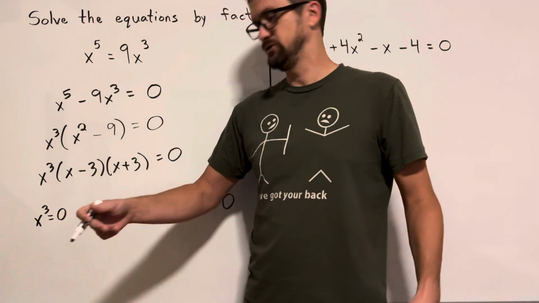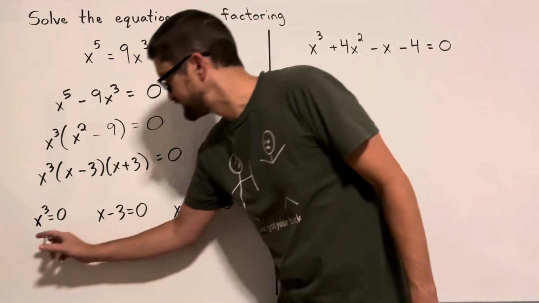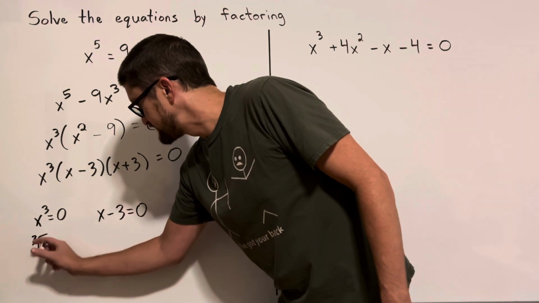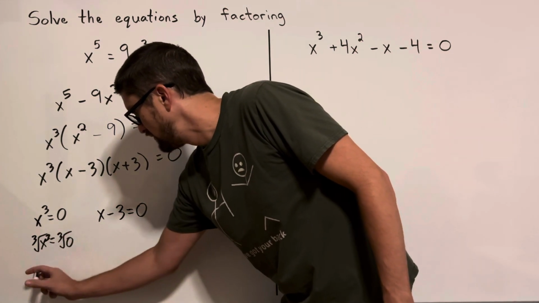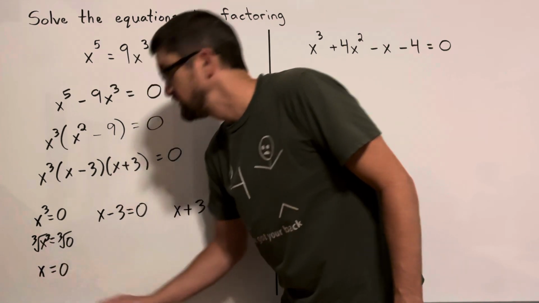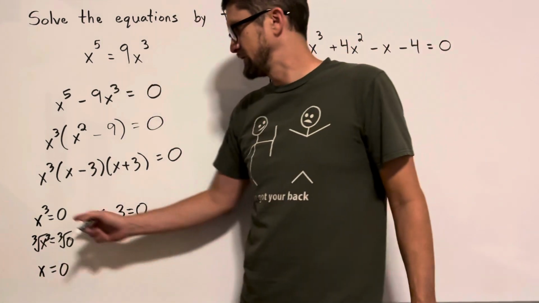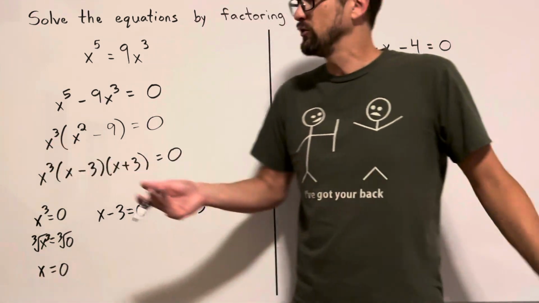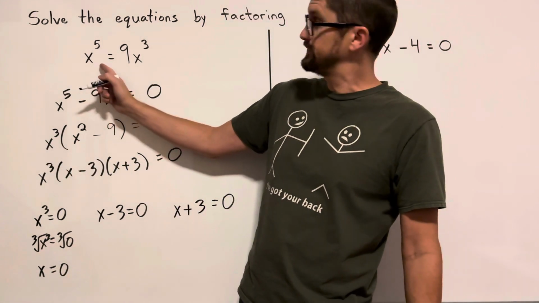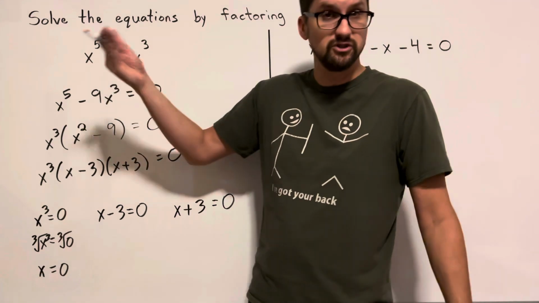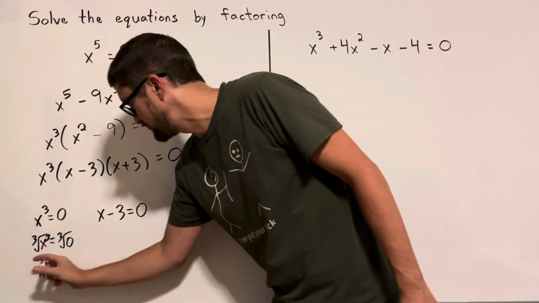For x cubed equals 0, you just cube root both sides. The cube root of x cubed equals the cube root of 0, but that just gives you 0. 0 cubed equals 0, so 0 is the only thing that solves that. And you can check it up here. Does 0 work? Yeah, 0 to the 5th is 0, and 9 times 0 cubed is 0. So 0 is a solution.